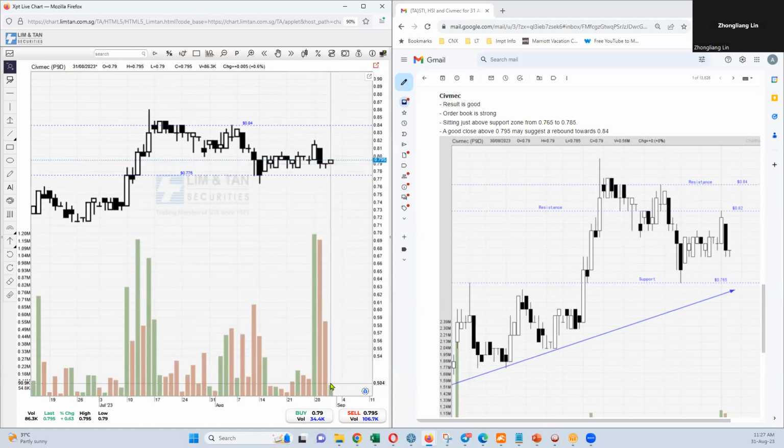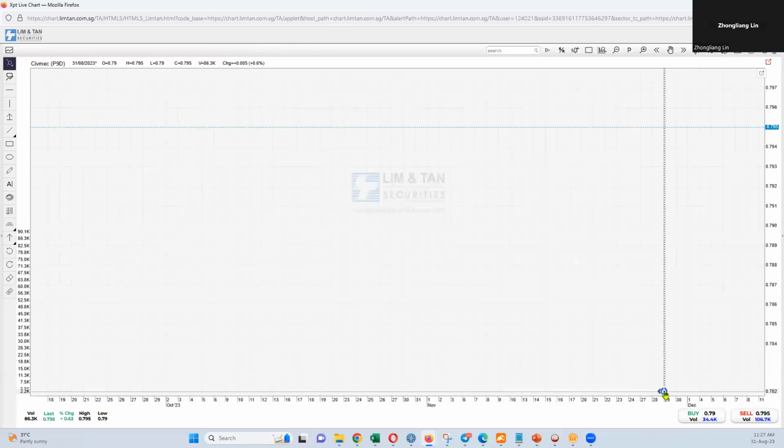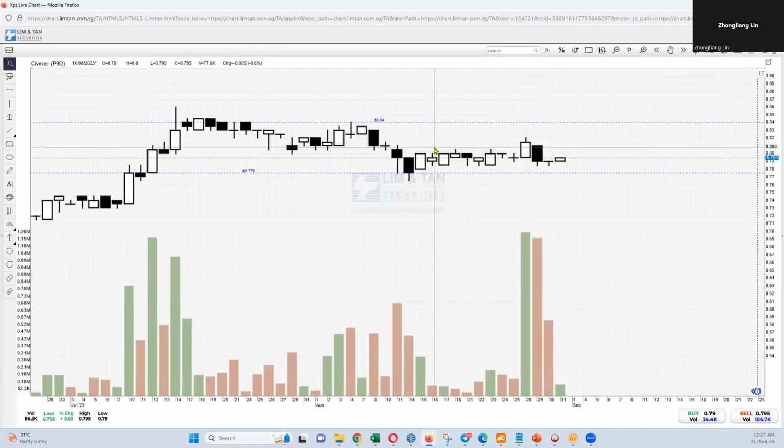Volume is not high though. There's a dividend coming. Yes, dividend coming here. It's cropped, so let's zoom out. So there's a dividend coming. Wow, quite long, 29 November. So this one you can ignore, because 29 November is still far away. Maybe once it hits the 84 resistance, we can take profit already.